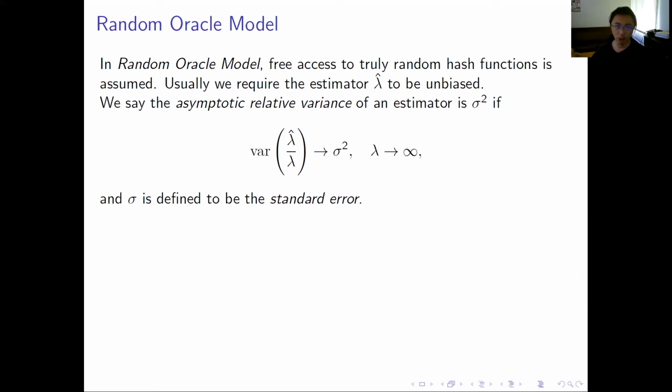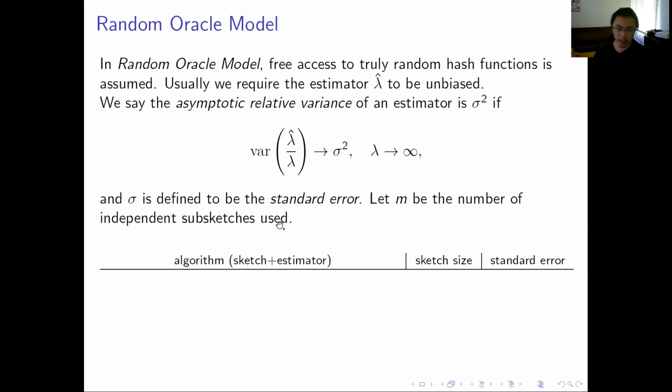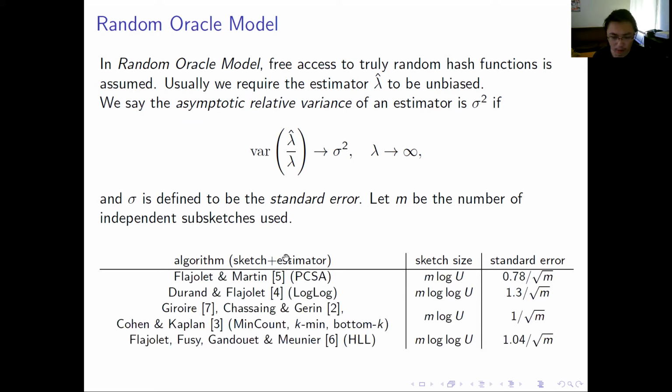Consider when the cardinality is large. Let M be the number of independent subsketches used. In the previous example, each strip is just one subsketch. To reduce the standard error, you can increase the number of sketches you use. This table contains the estimation error we have for the examples we had before. I have to note that HyperLogLog uses the same sketch as LogLog. The difference in the standard error is just an improvement in the estimator solely.